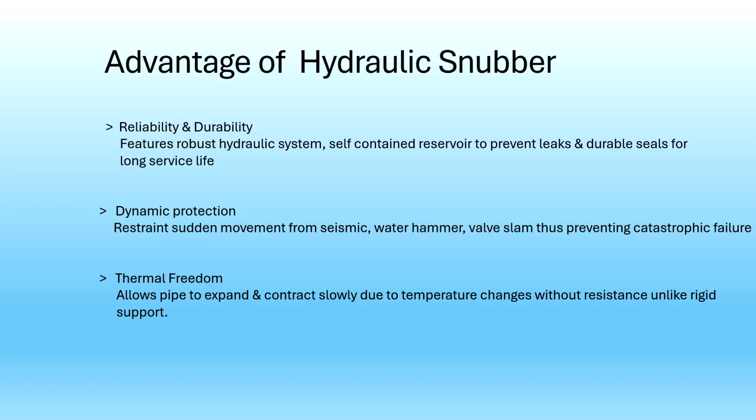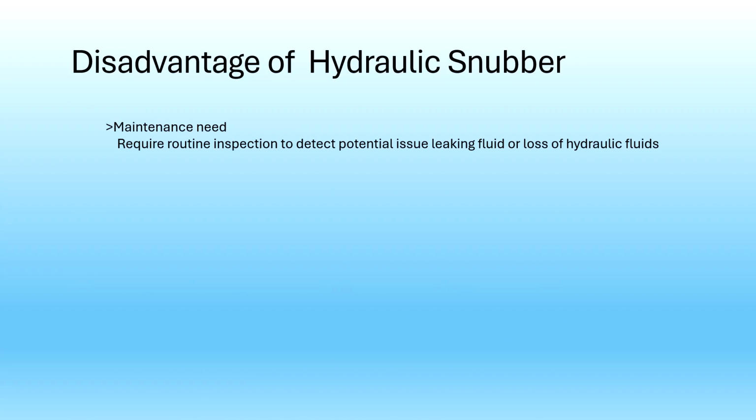Thermal freedom: it allows the pipe to expand and contract slowly due to temperature changes without resistance, unlike rigid supports. So now, the disadvantages of hydraulic snubbers. What is that? Maintenance need: they require routine inspection to detect potential issues, leaking fluids or loss of hydraulic fluid. So there can be a chance of potential leakage, which needs to be checked with maintenance.